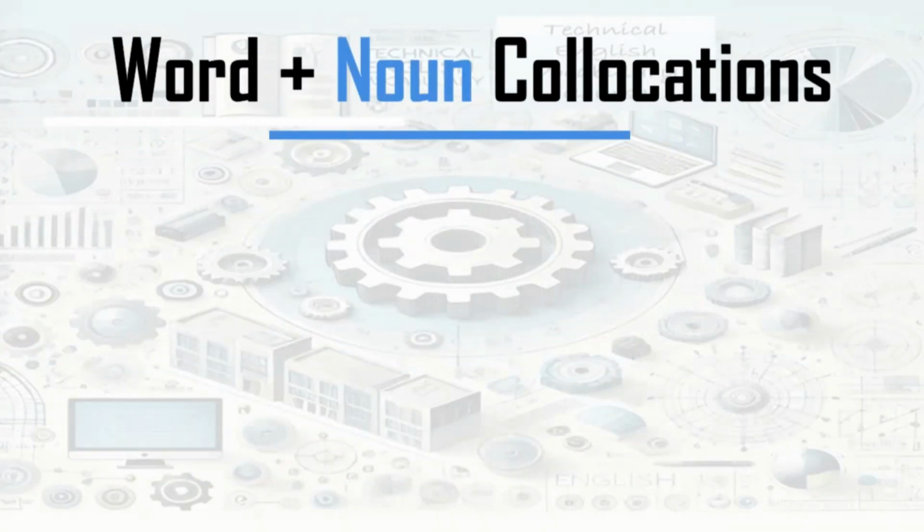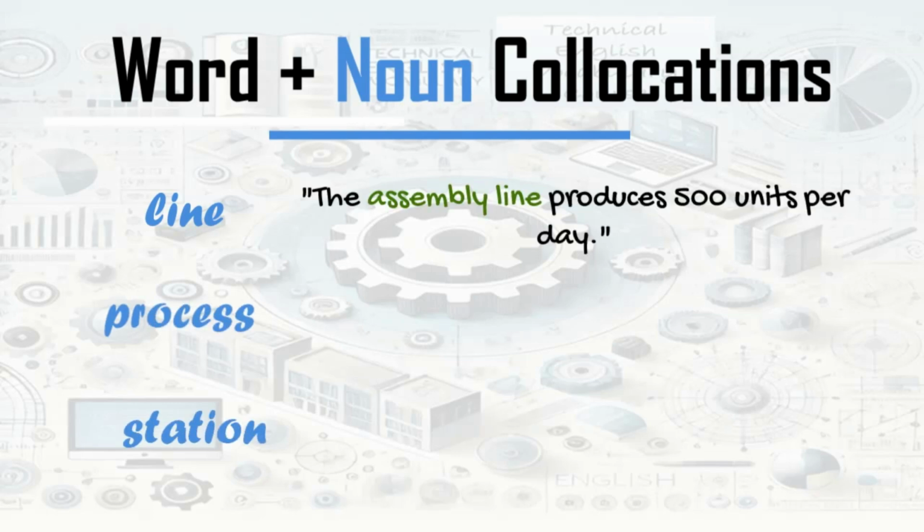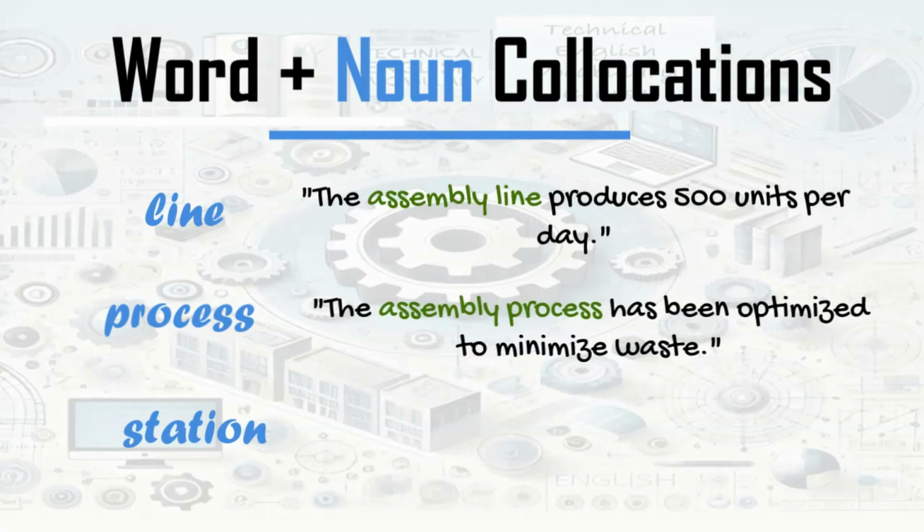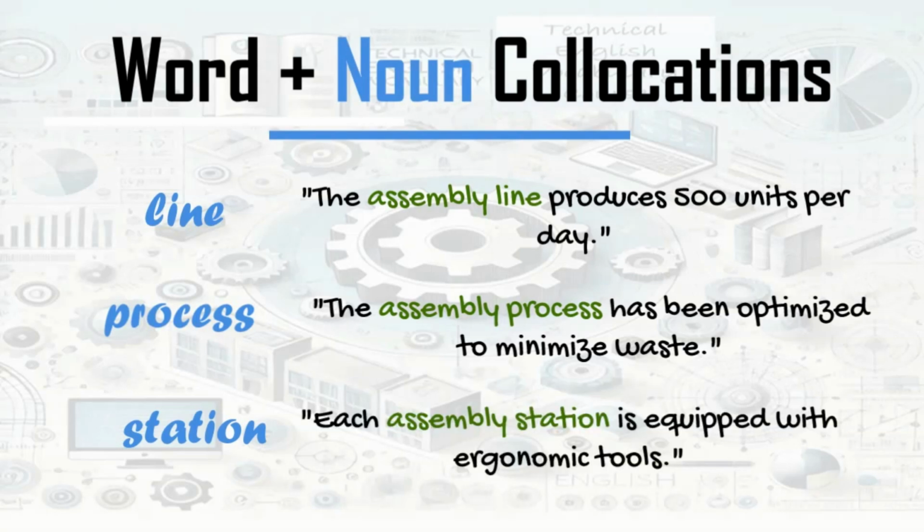So now let's look at assembly followed by noun collocations. So we've got line, process and station. Sample sentences: the assembly line produces 500 units per day. The assembly process has been optimized to minimize waste, and each assembly station is equipped with ergonomic tools.